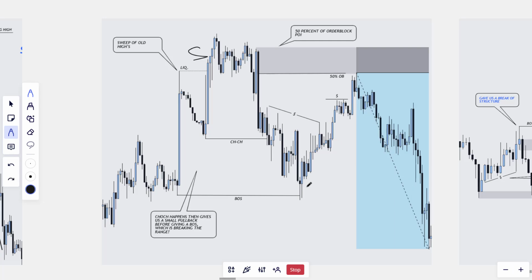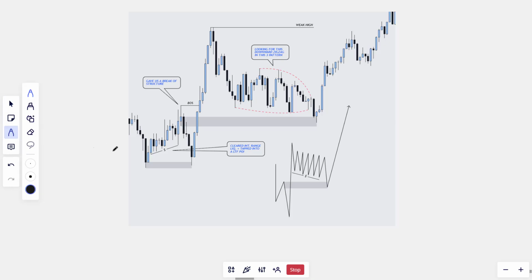So this right here is our second chart. Always observe that there's a fair value gap and internal range liquidity. Boom. That's one of the main keys to picking the proper order block. And then here is more of a continuation type of order block, right?